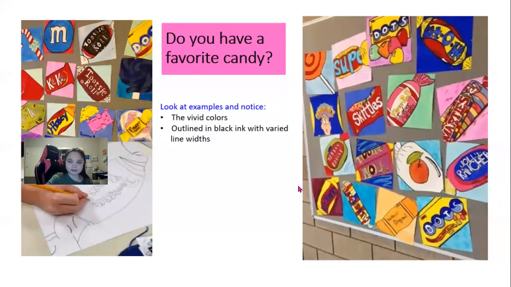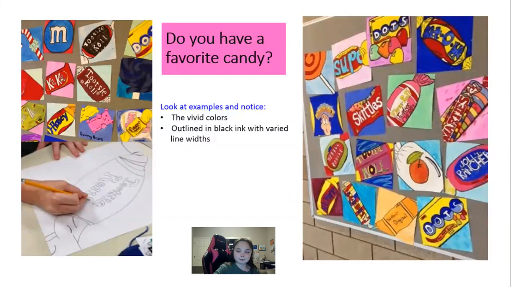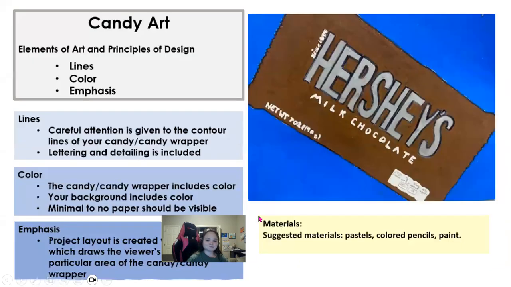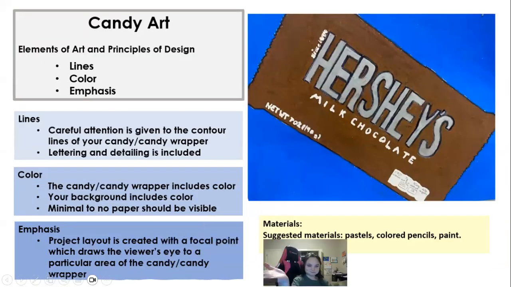I don't know if it's showing that, but here's all the different candies and examples. And you can kind of see what we're going to be doing. Candy art.